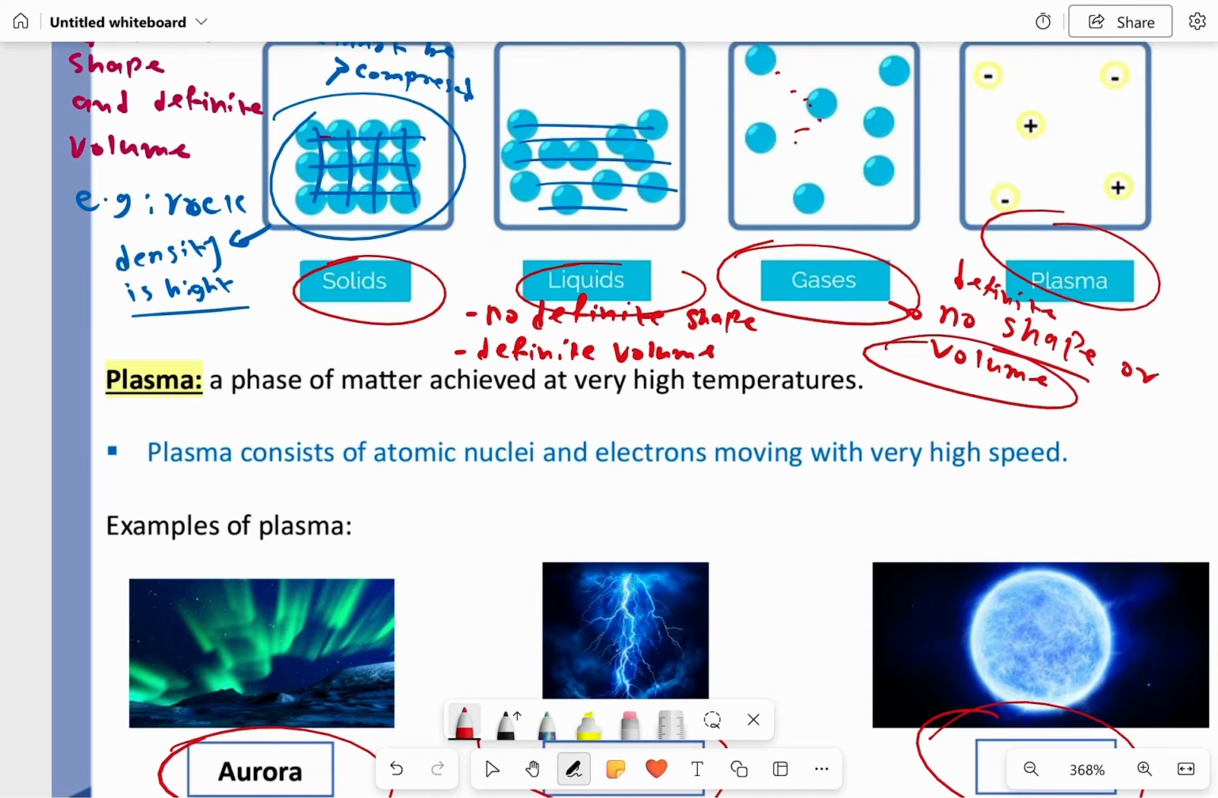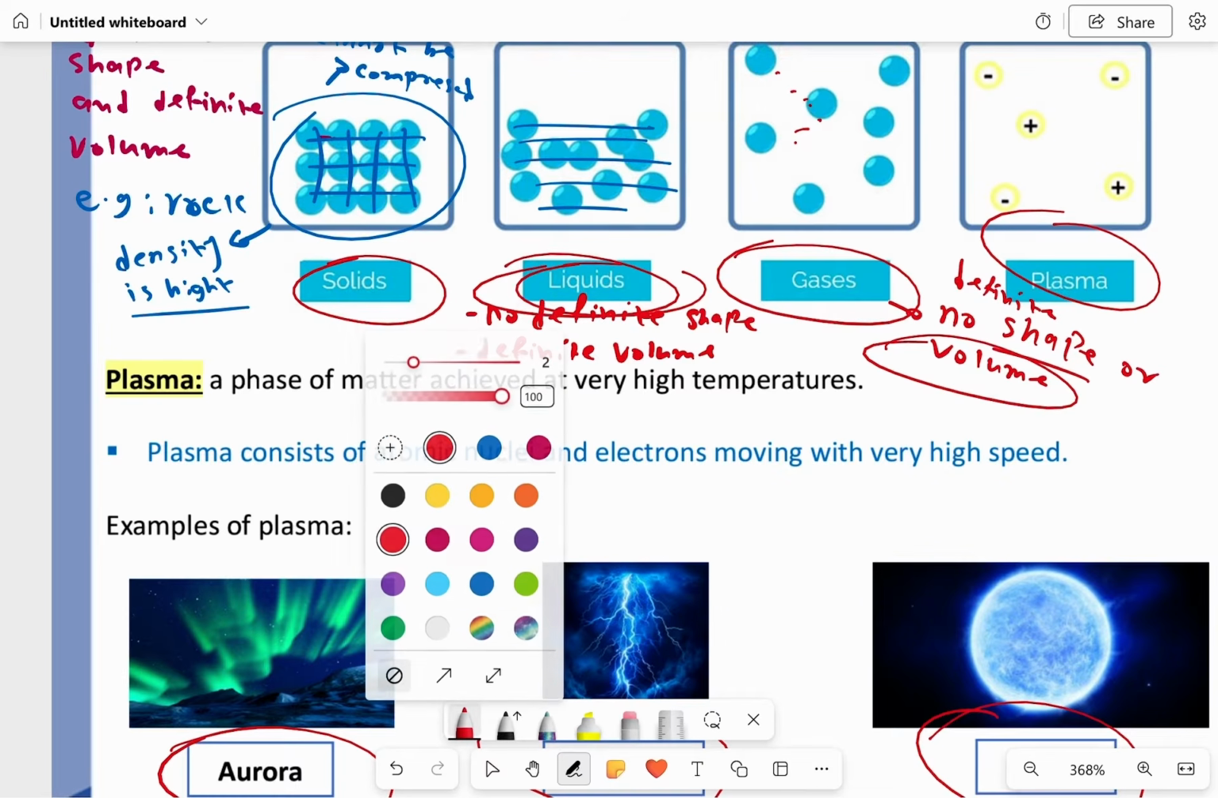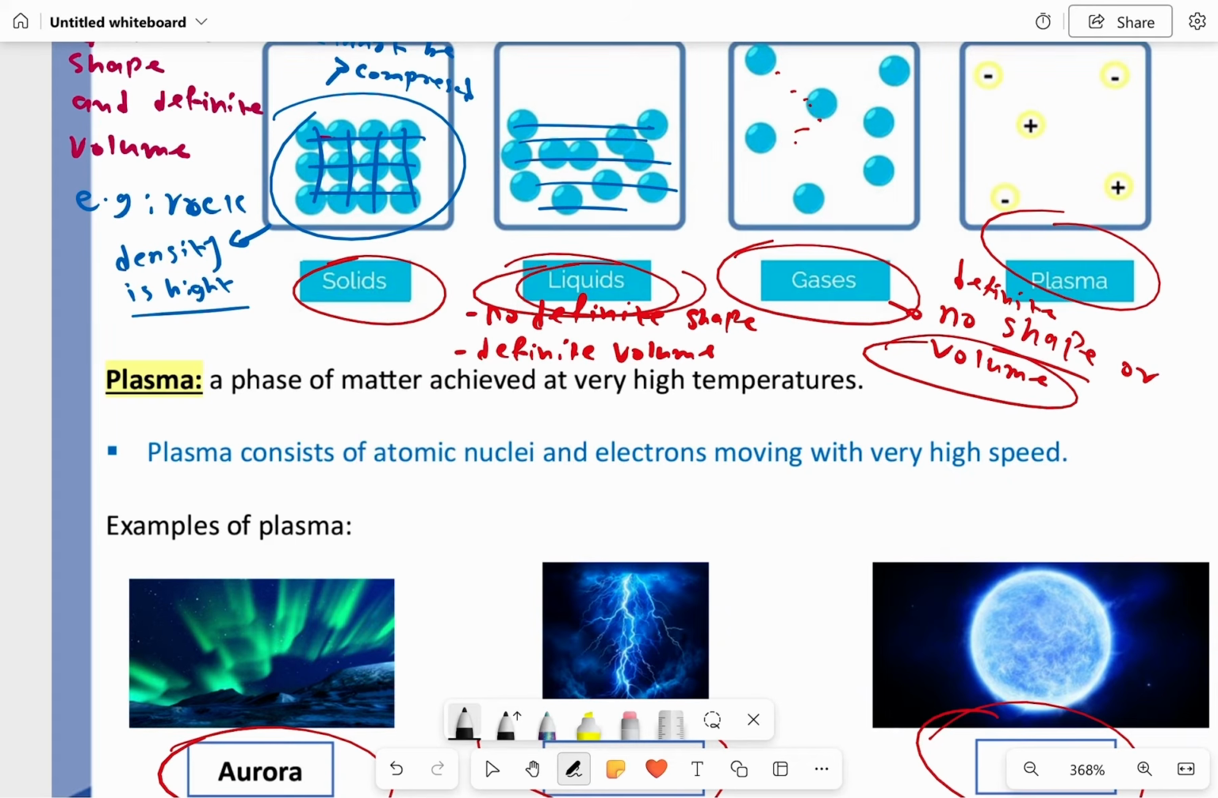Solids have a definite shape and a definite volume. They have the highest density, but the lowest compressibility. They cannot be compressed easily. Liquids have no definite shape, but they have a definite volume. Gases have no definite shape or volume. They can be compressed easily, and they have the lowest density.